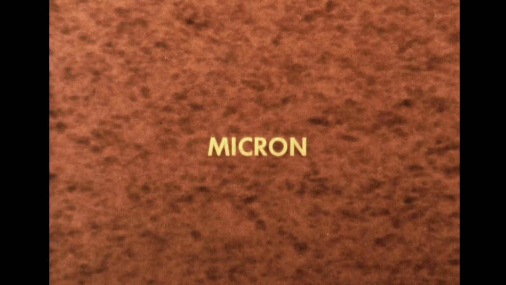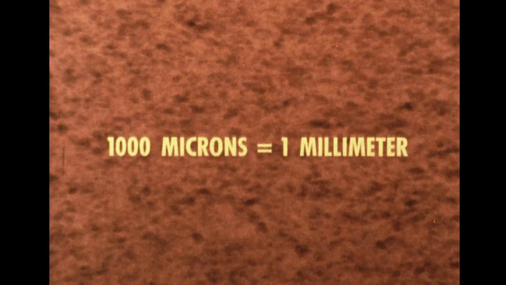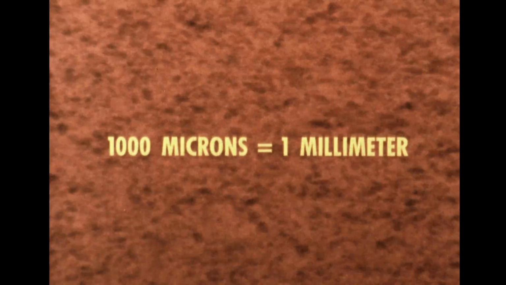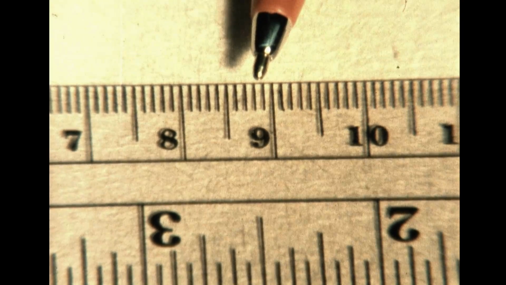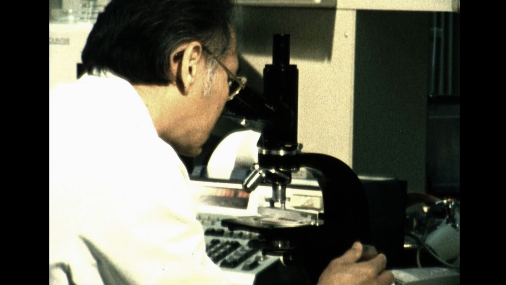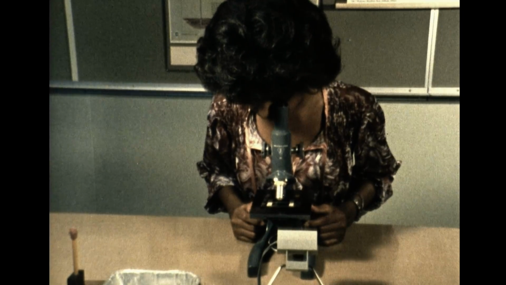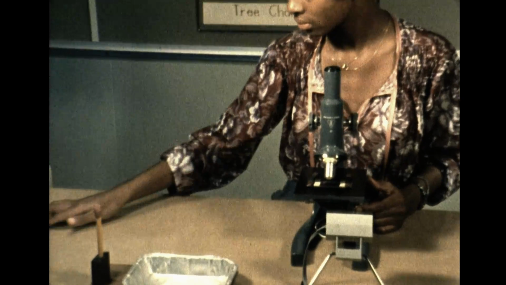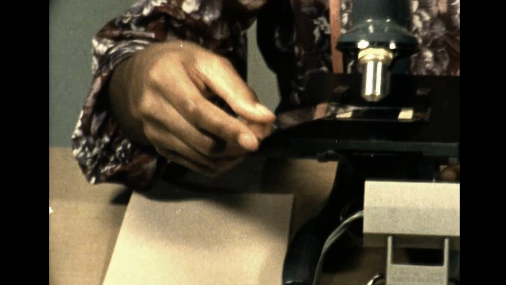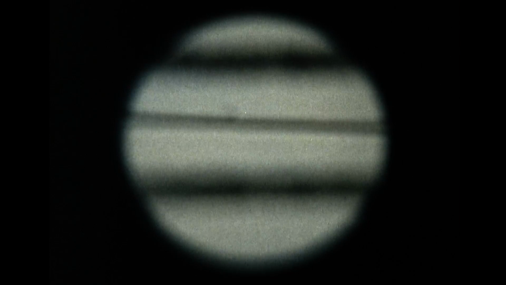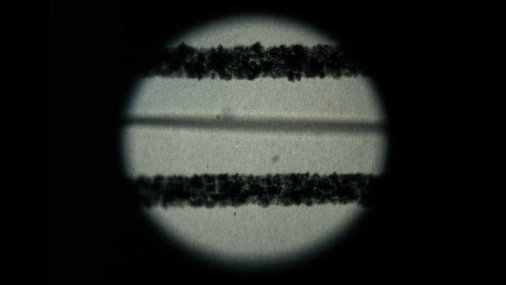The micron is a measurement for microscopic dimensions. 1,000 microns equal 1 millimeter. Scientists use special methods to measure microscopic substances, but this student improvises. She puts a transparent ruler over the slide to measure the width of the hair. The 2 millimeter bars are coming into focus. The hair is in the center.